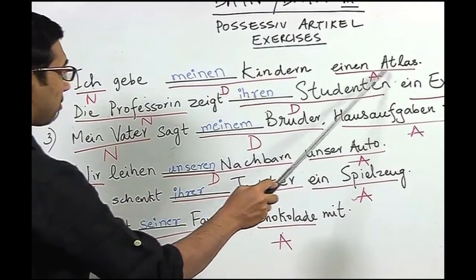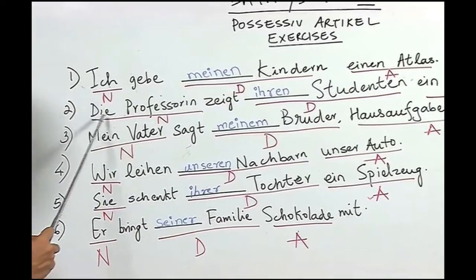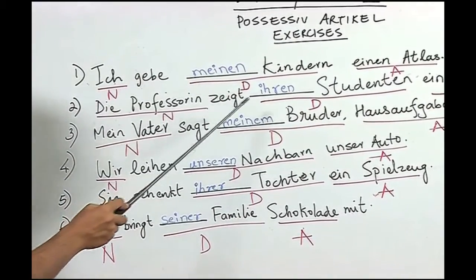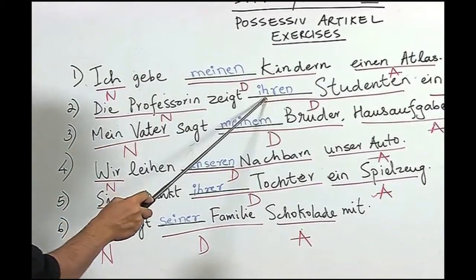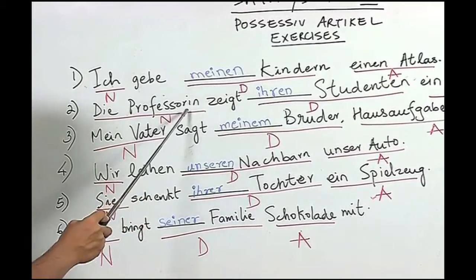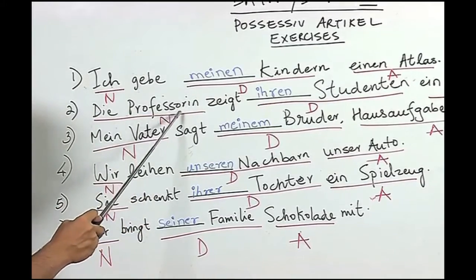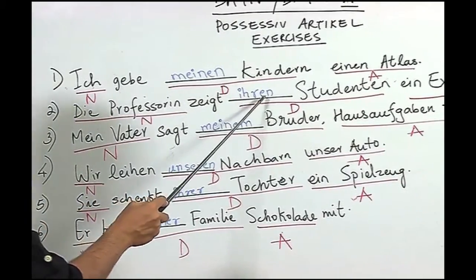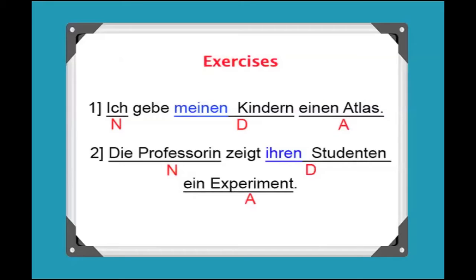In the second sentence, the student correctly wrote the possessive article of dative here, ihren, deducing it from the noun die Professorin, which is sie, which takes the possessive form ihren, and the other student correctly marked the nominative here for the subject, ihren Studenten as dative and ein Experiment as accusative.